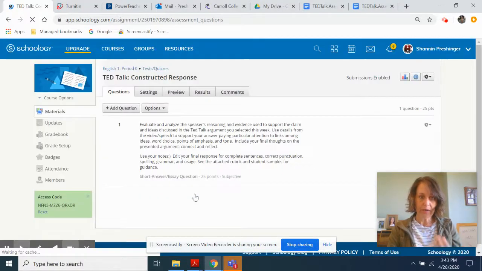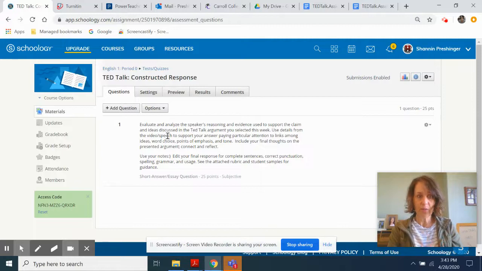And when you open it up, it'll just say evaluate and analyze the speaker's reasoning and evidence used to support the claim and ideas discussed in the TED Talk argument that you've selected this week. Use details from the video and the speech to support your answer, paying particular attention to links among ideas, word choice, points of emphasis, and tone. Include your final thoughts on the presented argument.